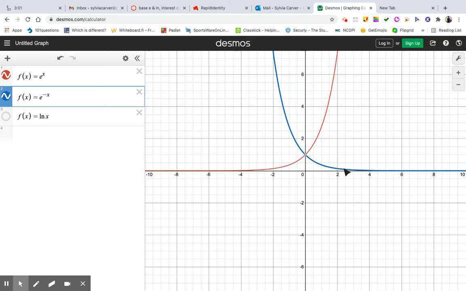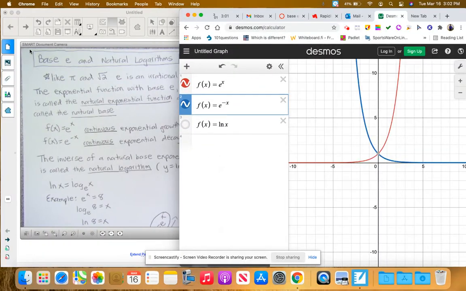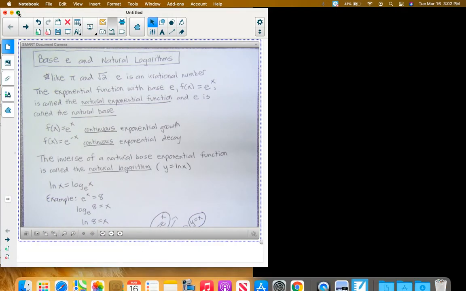I can still go through and do domain and range like we did before with any kind of graph. My domain for both of these is negative infinity to infinity, and my range for both of these is anything greater than 0. It can't equal 0 because there's an asymptote there. This is just going to keep going on and on. It gets closer and closer to the x-axis, but it's not going to touch. It's an asymptote there.